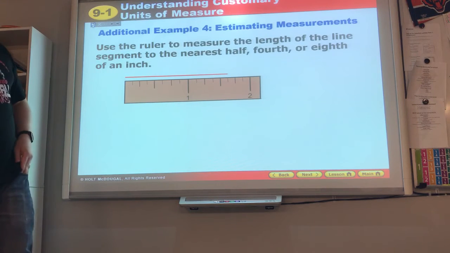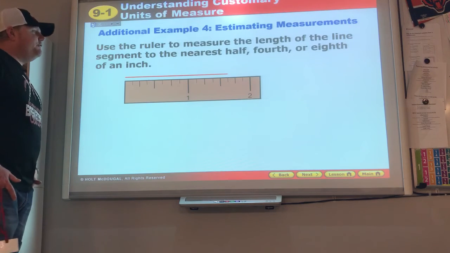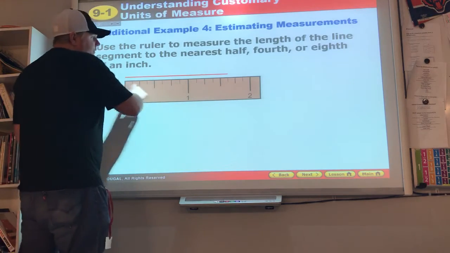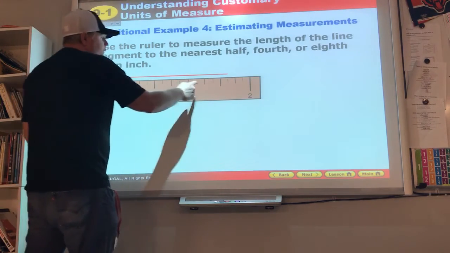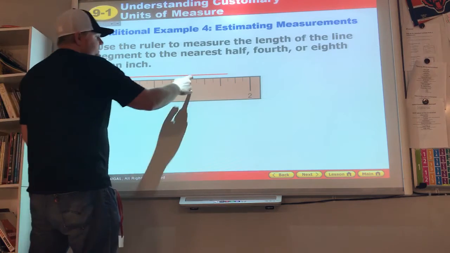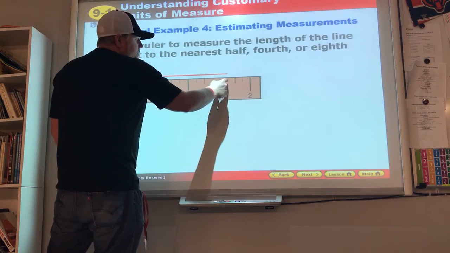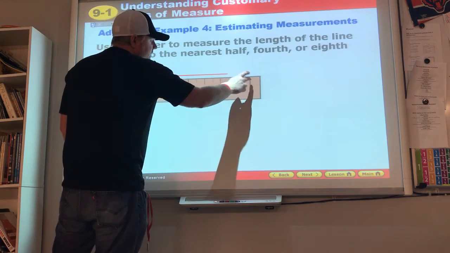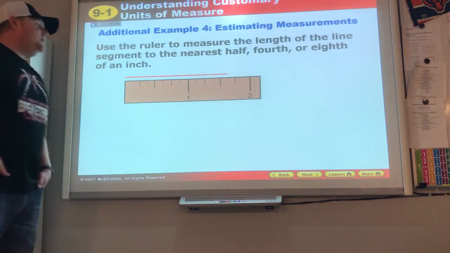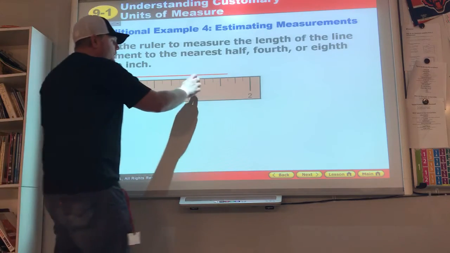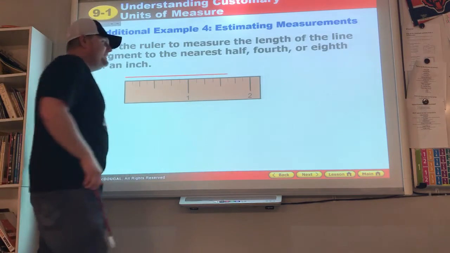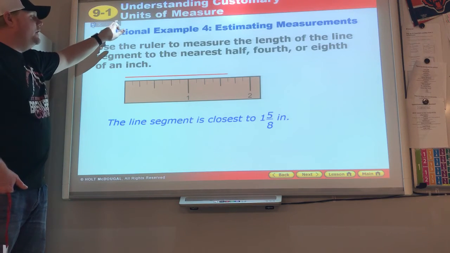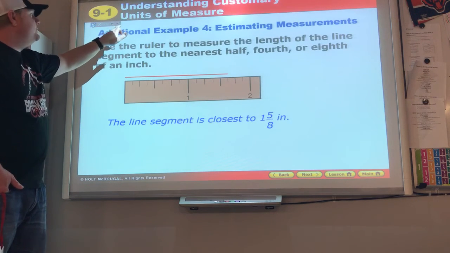Use the ruler to measure the length of the line segment to the nearest half, fourth, or eighth of an inch. Well, is it to the nearest half? Is it to the nearest fourth? Or to the nearest eighth that works best? It goes to that littlest mark, because you'll see there's 1, 2, 3, 4, 5, 6, 7, 8 of those. That's to the nearest eighth. 1 and 1, 2, 3, 4, 5 eighths is the answer there. The segment is 1 5/8 inches long.